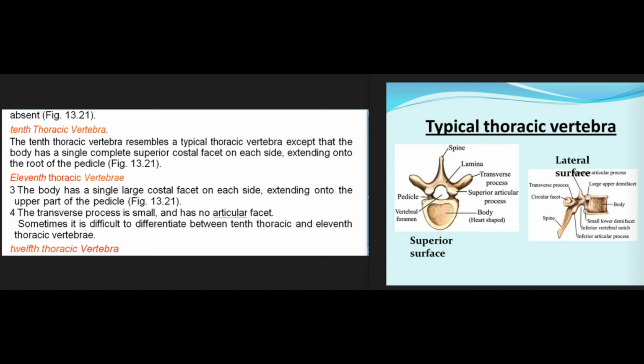11th thoracic vertebra. 3. The body has a single large costal facet on each side, extending onto the upper part of the pedicle. 4. The transverse process is small, and has no articular facet. Sometimes it is difficult to differentiate between 10th thoracic and 11th thoracic vertebrae.